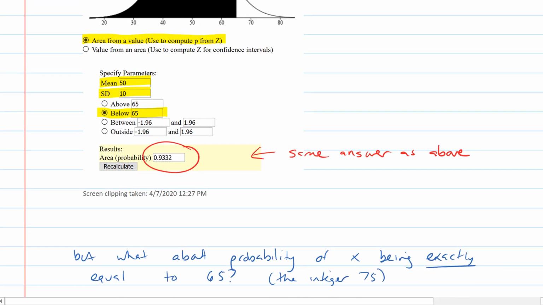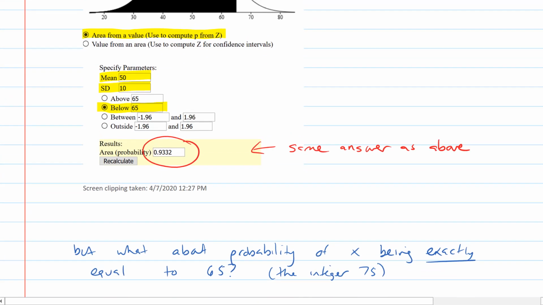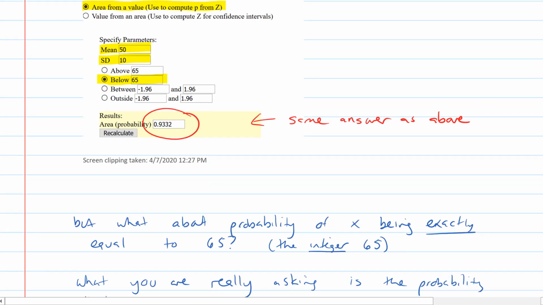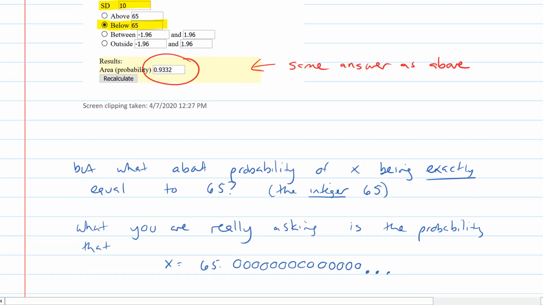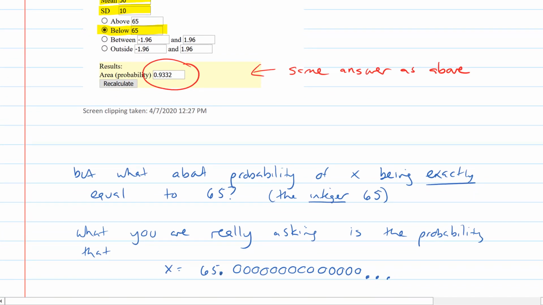Now, of course, there's a really great objection, which is what about the probability of x being exactly equal to 65? Which is the integer 65. Now remember that our variable x is a real number. So what we're saying is, what is the probability that x is equal to 65.000 with infinite precision, that no matter how close you measure it, it's really bang on and not even a little bit away.